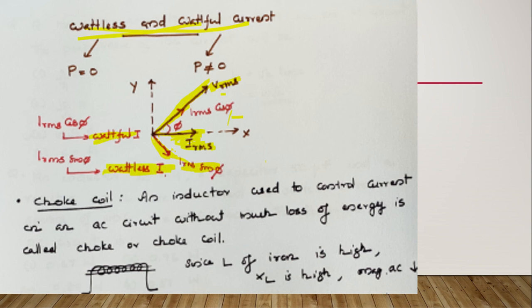current. Choke coil: an inductor used to control the current in an AC circuit without much loss of energy. In order to increase the inductance value, sometimes we use iron as the core.